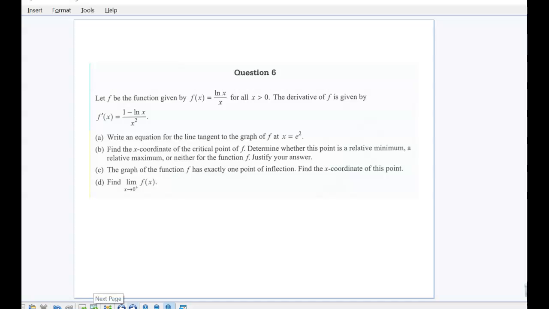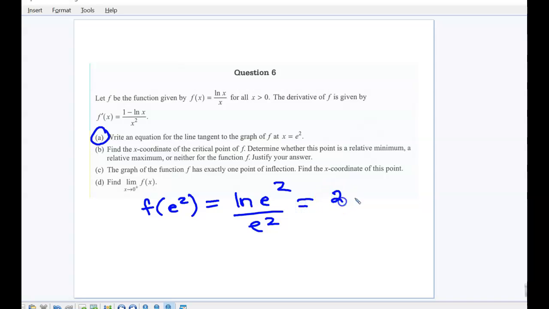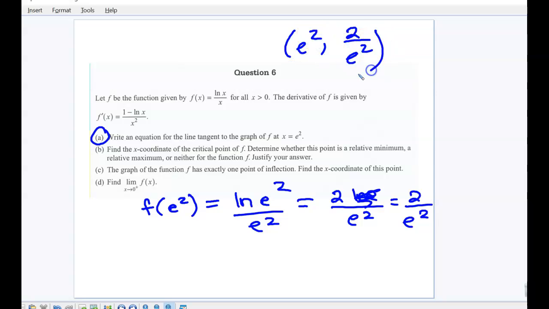Okay, let's take a look at just question A here. We're given the function f of x is ln x over x, and we want to write the equation of the line tangent to the graph of f when x is equal to e squared. And they're also giving me the derivative here. So the first thing I need to do is find the y coordinate. So this is going to be ln e squared over e squared. Remember our rules of logarithms. I can bring the 2 out front. Ln e is 1. So my y coordinate is an ugly coordinate. It's 2 over e squared. So my point is e squared and 2 over e squared.